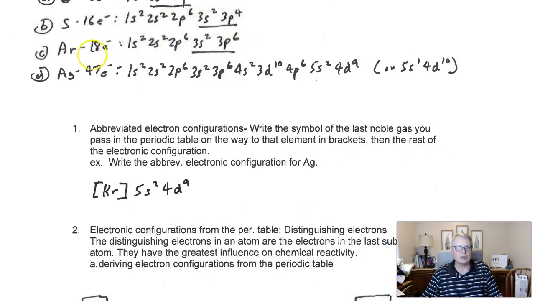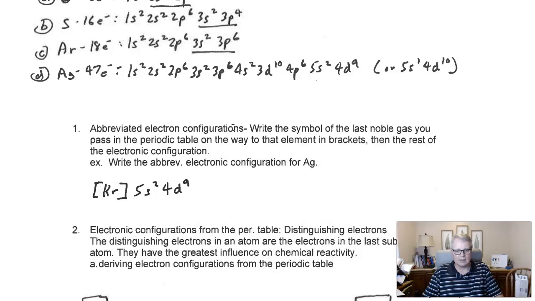So the distinguishing electrons in an argon atom, there's 6 of them, and they're in the 3p. The distinguishing electrons for silver, there's 9 of them, they're in the 4d. The distinguishing electrons for calcium, there's 2 of them, and they're in a 4s. Distinguishing electrons for iron, there's 6 of them, and they're in a 3d. Distinguishing electrons for carbon, there's 2 of them, and they're actually in a 2p.